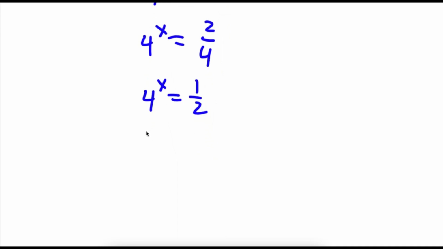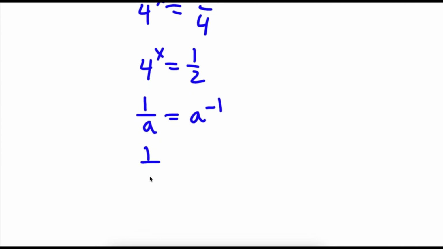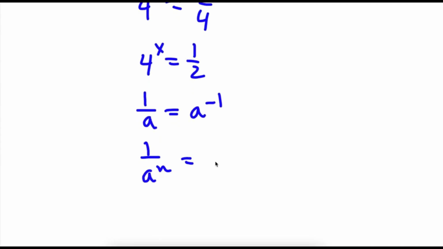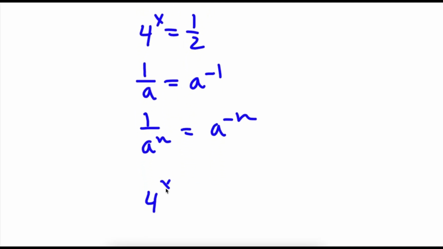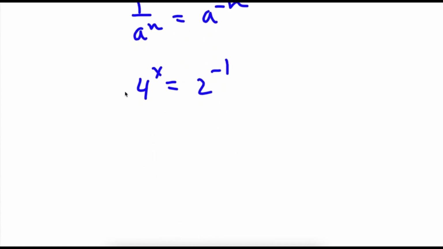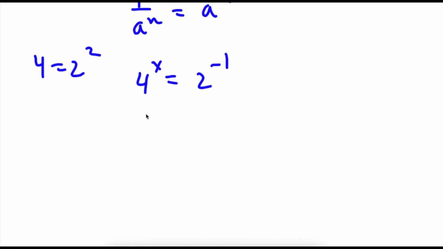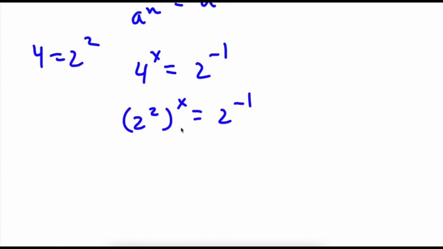Now, if I have something in the form 1 over a, this is the same thing as a to the power of negative 1. Or let's say I have 1 over a to the power of n, this would be the same thing as a to the power of negative n. So 1 over 2 is the same thing as 2 to the power of negative 1. Now 4 is equal to 2 squared, so if I replace 4 with 2 squared, I get 2 squared to the power of x is equal to 2 to the power of negative 1.